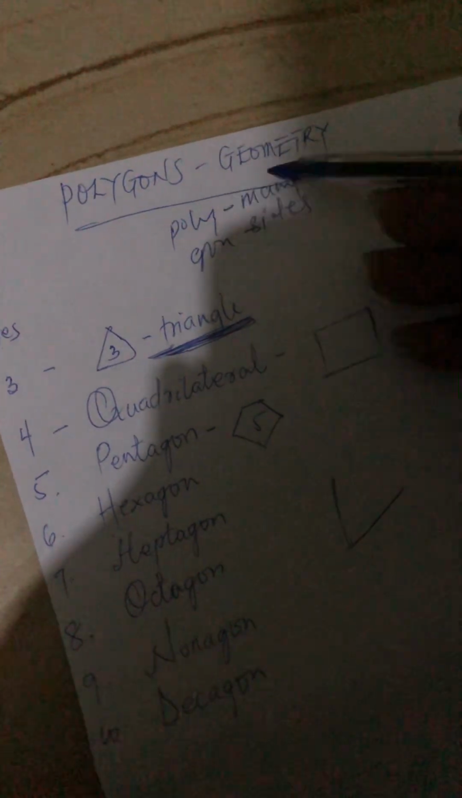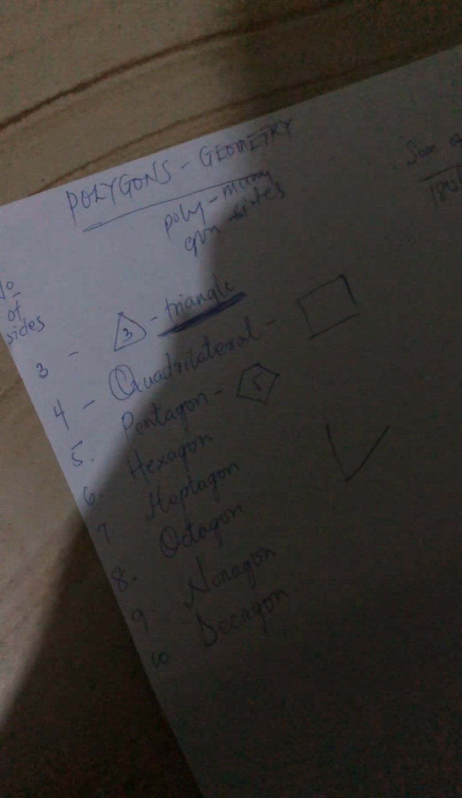All right, let's get to this real quick. This is mathematics, polygons, and geometry. That is what we are actually going to talk about. When we talk about polygons, polygons basically means a shape or a plane figure with many sides.